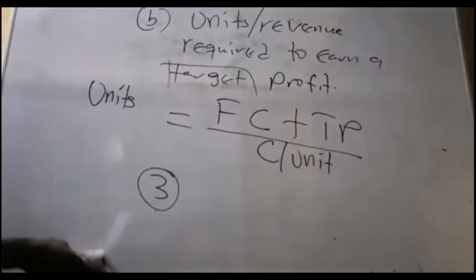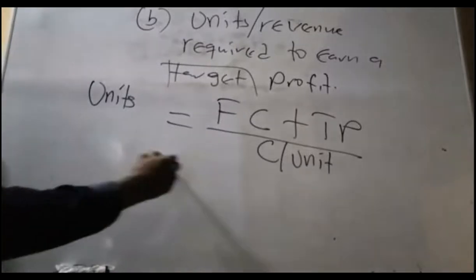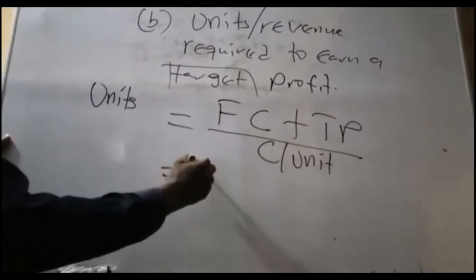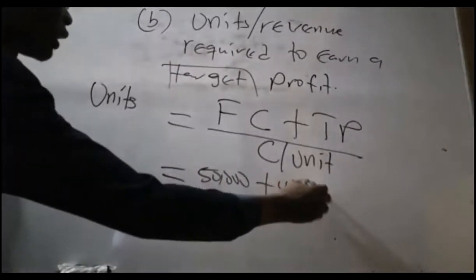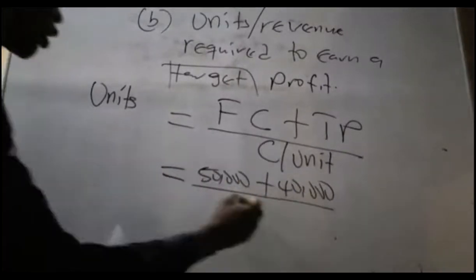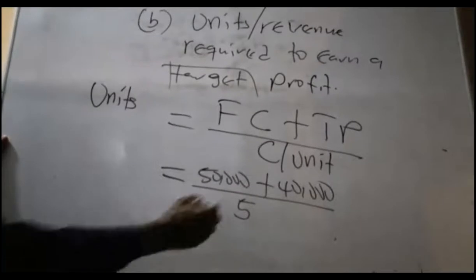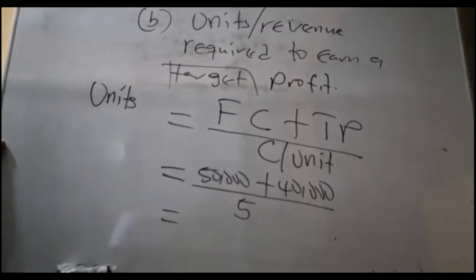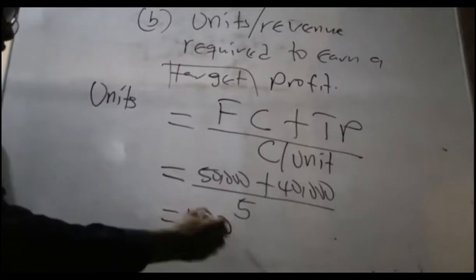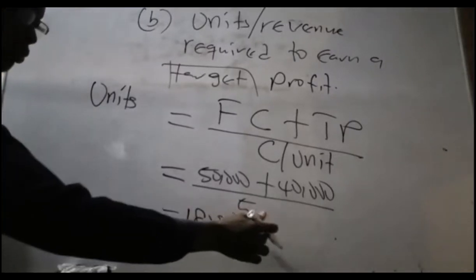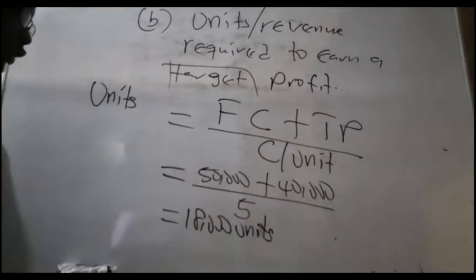Okay. So let's substitute this. What is the fixed cost here? The fixed cost is 50,000 cedis. Their target profit is 40,000. So in all, they are getting 90,000. But their contribution per unit is 5 cedis. So therefore, what will be the unit required? So 90,000 divided by 5. Any answer for me, friends online? So you get 18,000 to be the answer. So 18,000 units. We are done.